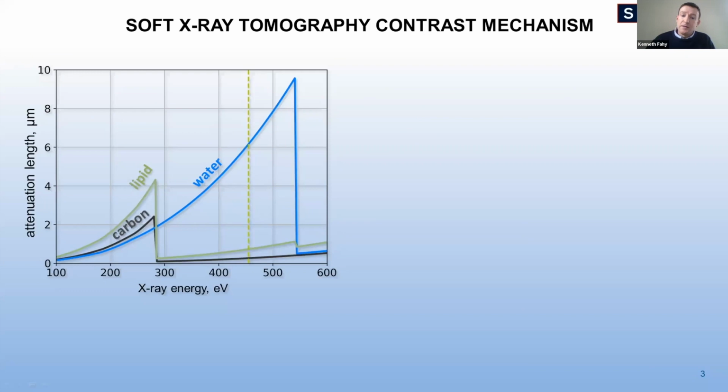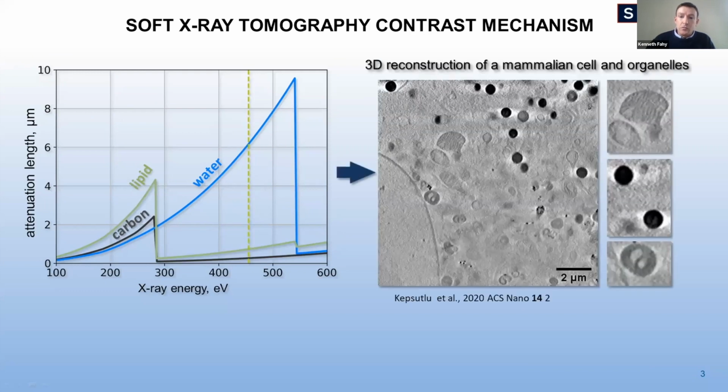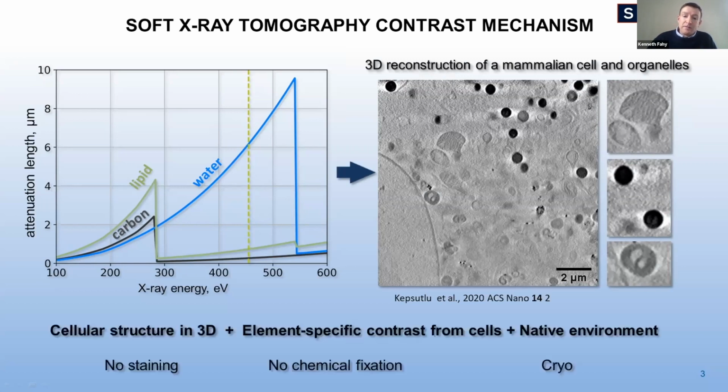So what does this mean? On the right-hand side here, I'll show a slice from a reconstructed whole cell volume, and you'll notice how the organic matter appears dark against the aqueous background. In summary, soft X-ray tomography allows the following advantages: 3D structural imaging of whole intact cells without any staining, elemental specific contrast without need for chemical fixation, and cells are in their near native environment. The only preparation step is fast vitrification of the sample.